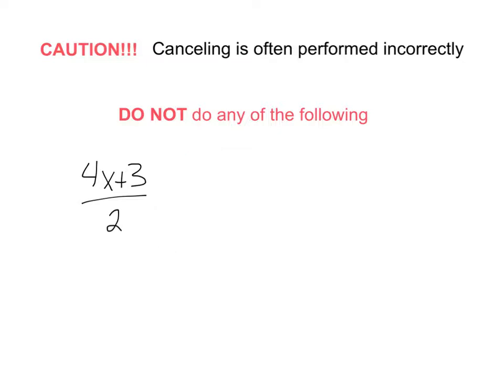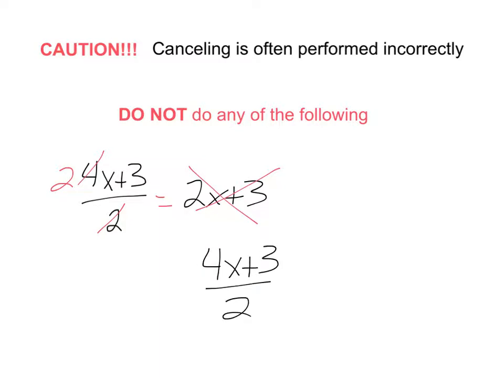Okay, and likewise, you cannot do something like this. You can't look at this rational expression and say, ooh, look, a 2 goes into 4 twice, and so my answer must be 2x plus 3. No, these are not factors. You cannot do that. You would just be done here at 4x plus 3 over 2. Nothing else.